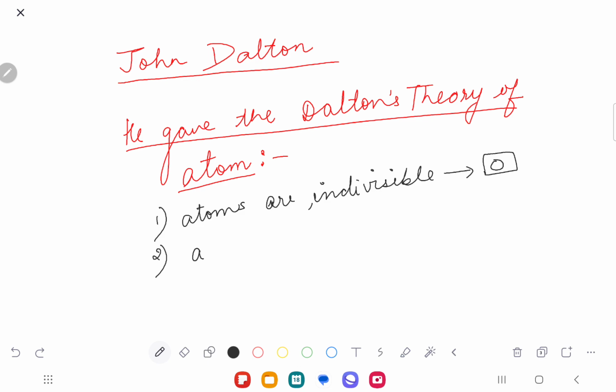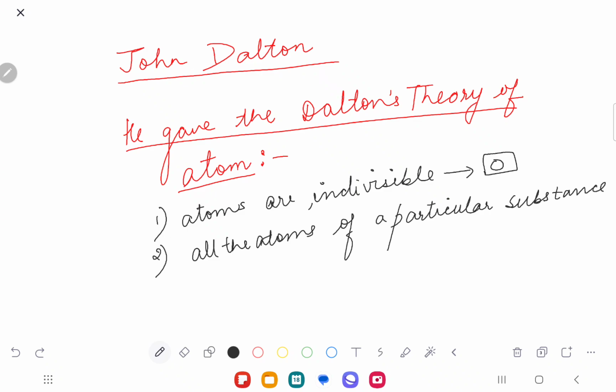Then he said all the atoms of a particular substance are similar, in terms of shape and size and mass. Shape and size and mass.